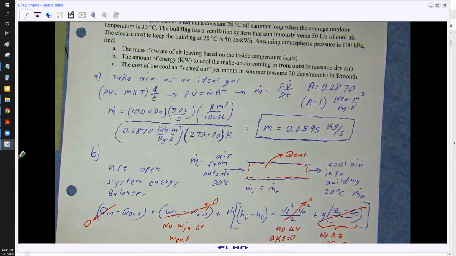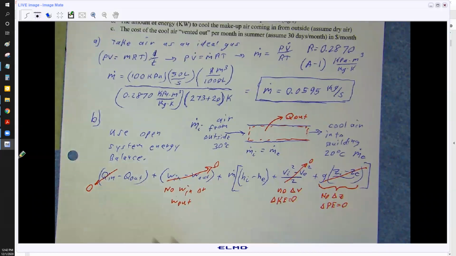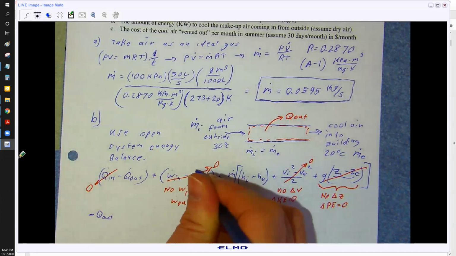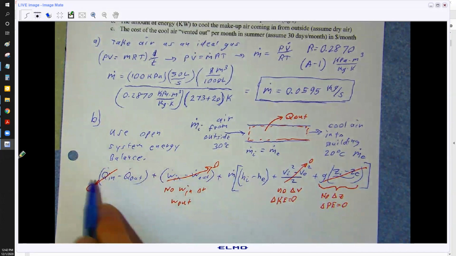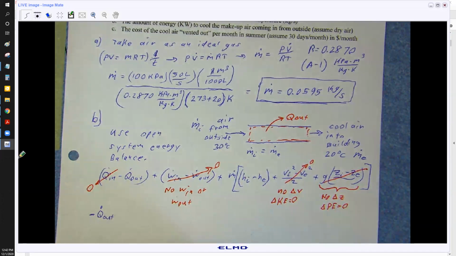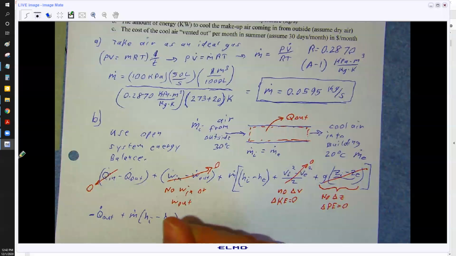So I'm basically left with negative Q out, some rate. Oh, I forgot to make these rates. Sorry, guys. This is a mass flow rate, so these should all be rates of heat in or out. So this is the rate of heat out, negative, plus m dot (h_i minus h_e) equals 0. That's the equation I'm left with.